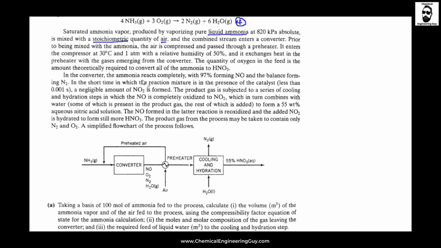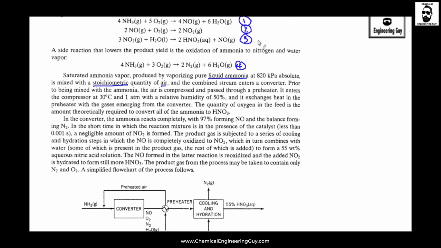In the converter, the ammonia reacts completely, with 97% forming NO, which is this. 97% goes to here. And the balance forms N2, which is this 3%. In the short time in which the reaction mixture is in the presence of the catalyst, a negligible amount of NO2 is formed. They give you this time, I don't think we're going to use it.